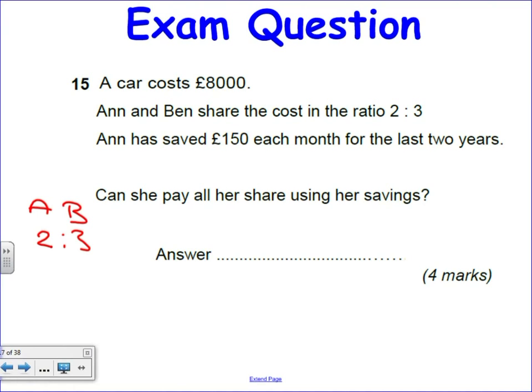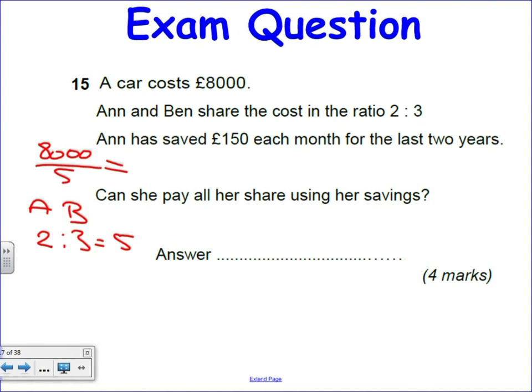And so what am I doing with this ratio? Add them up and divide. Adding them up, I've got 5, and what am I going to divide by 5? No, 8,000. The car costs £8,000. So I need to divide 8,000 by 5.